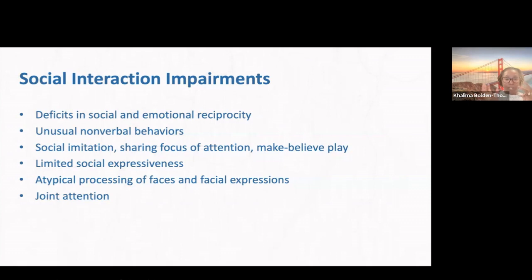Difficulty with sharing the focus of attention, as well as difficulty with make-believe play. Limited social expressiveness. So again, we're thinking psychosis, right? Blunting and flattening of affect. How do we tell that difference? Atypical processing of faces and facial expressions is also a social cognitive issue in psychosis. So I'm looking at someone and I think that they're mad at me. They're neutral, their whole face is not doing anything, but you think that there may be some issue. And a difficulty with joint attention.